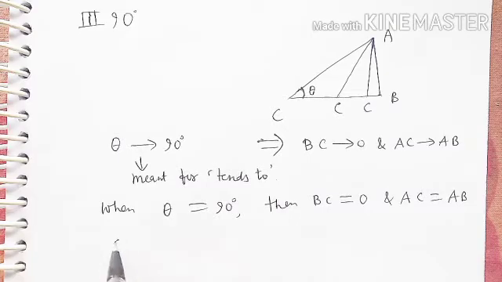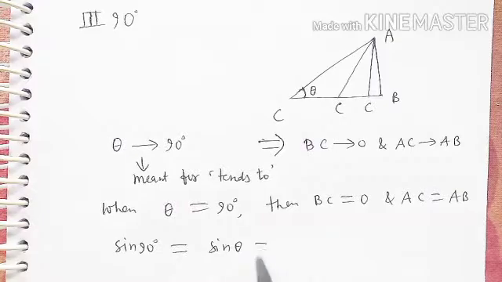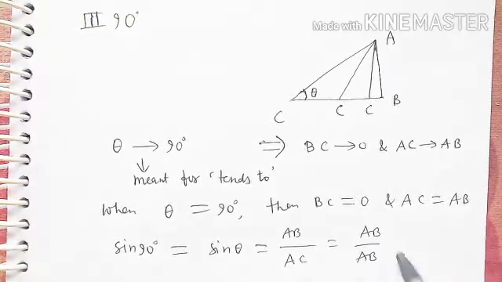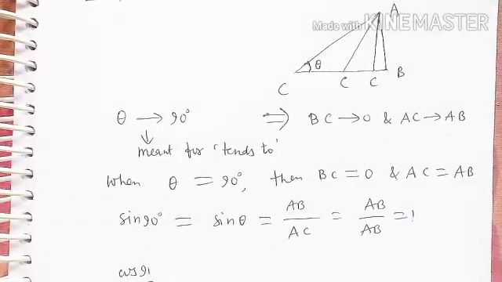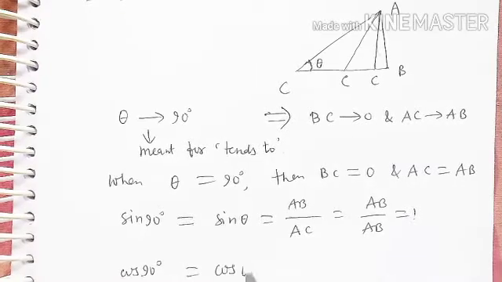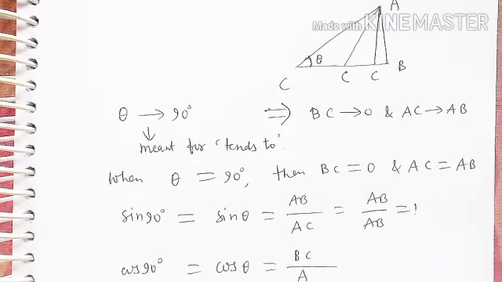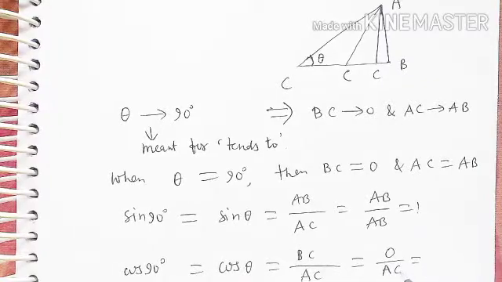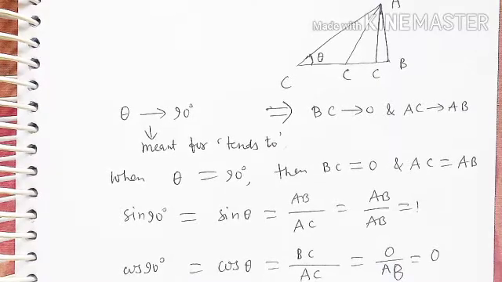Now sin 90 degree is equal to sin theta, and for theta it is AB by AC. Both are equal, so AB by AB, this is 1. Now cos 90 degree, cos theta, and for theta it is base BC by AC. BC becomes 0, AC becomes AB, so 0 by AB is 0.